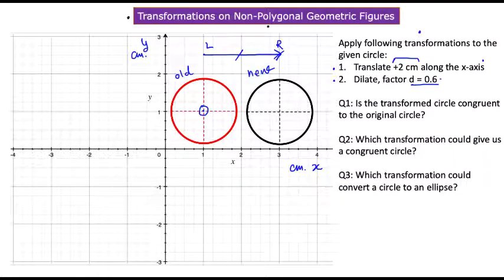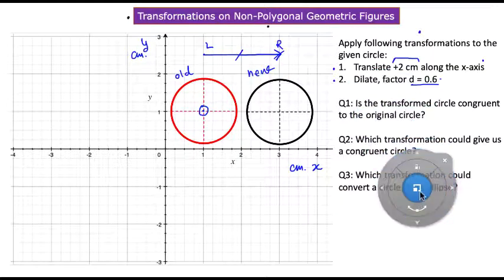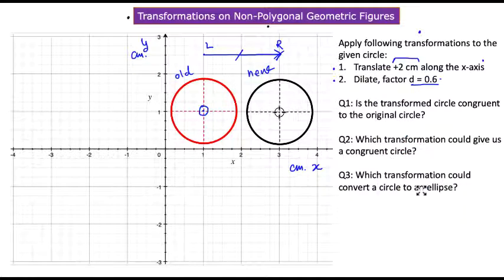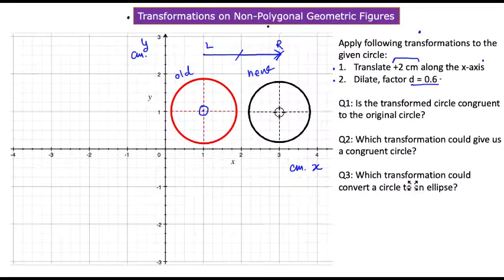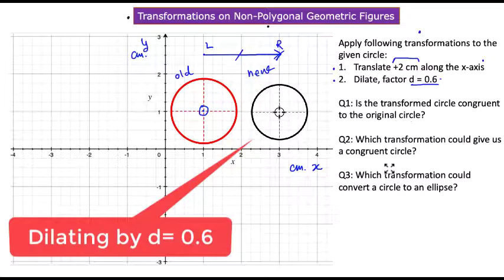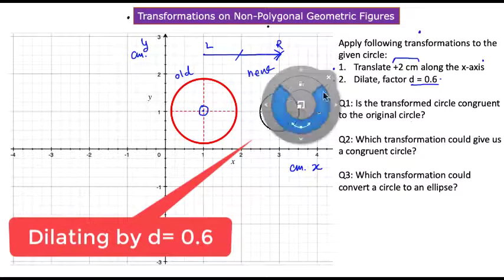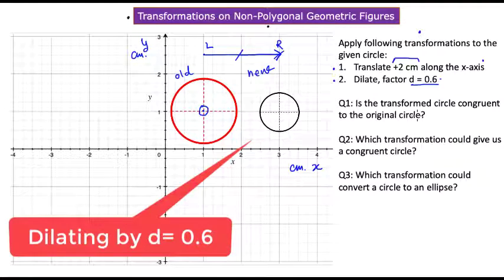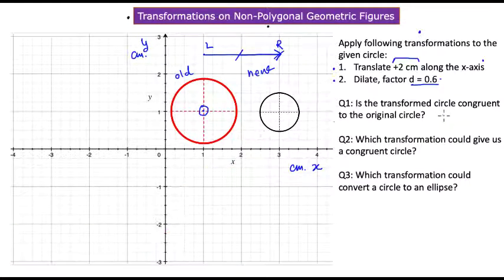Now let's select this object and reduce the size by a factor equal to 0.6. That means the new object will be of size 60% of the original size, and this is precisely 60%. Okay, now you're done with the dilation. Let's answer the questions that you have.